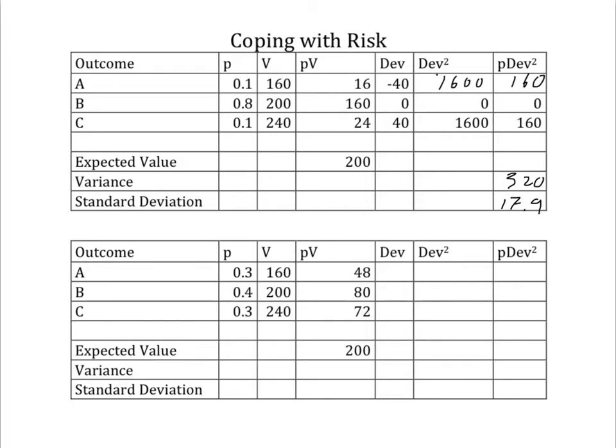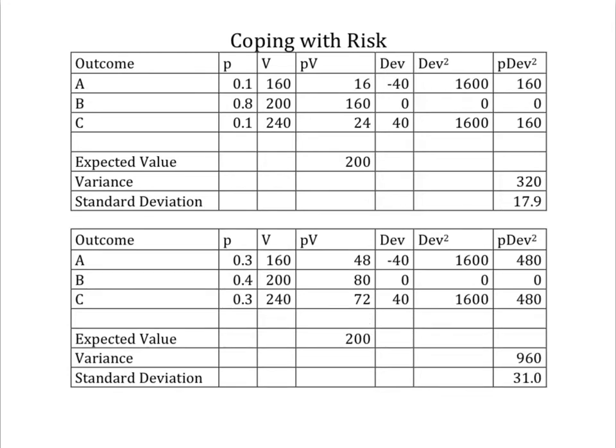Now stop the video and take a few minutes to fill in the cells of the second table and calculate the variance and standard deviation for this second investment. The second investment has a much higher standard deviation. That is, it is much riskier even though it has the same expected value.